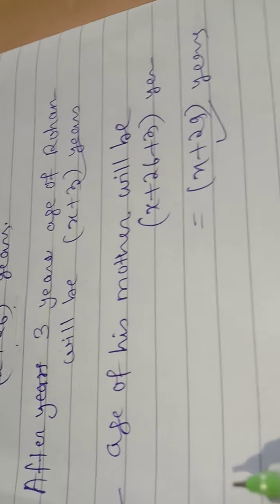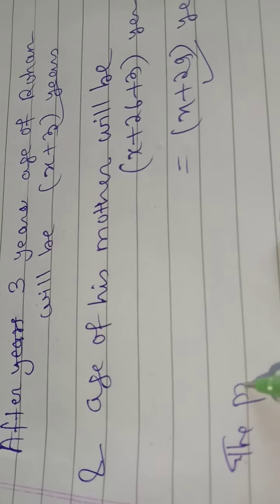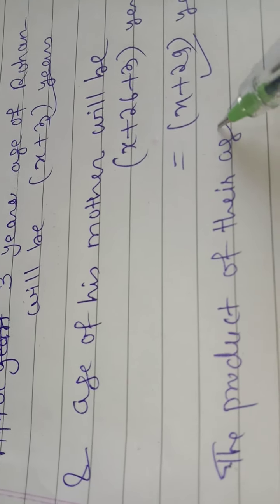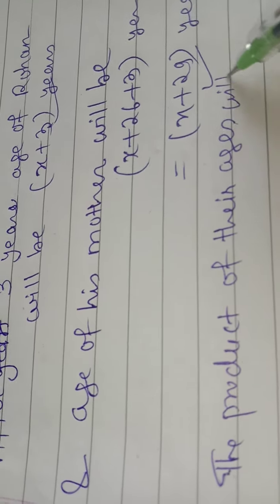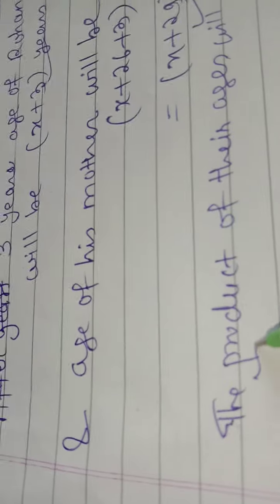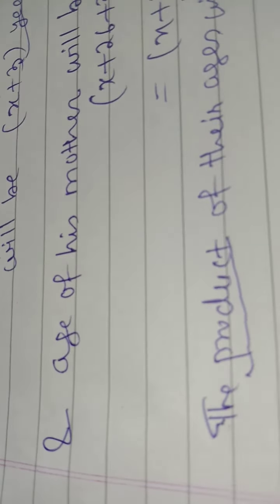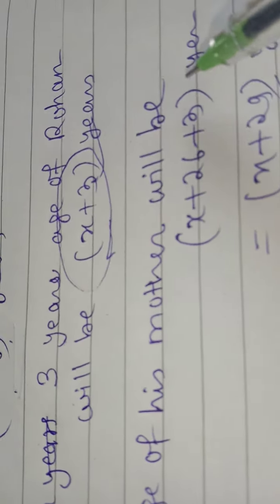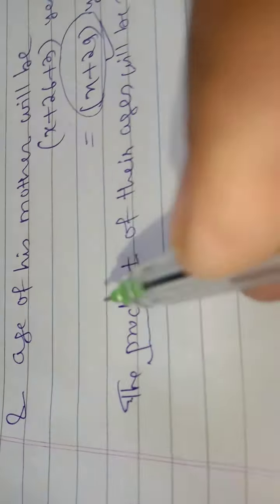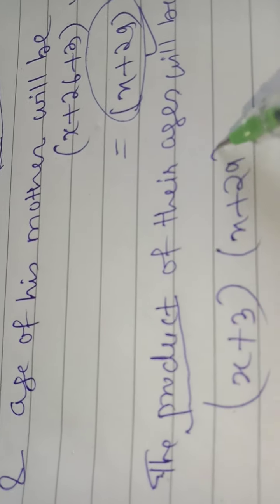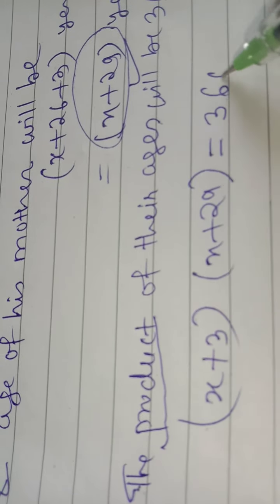Okay, now you write down the product of their ages. The product of their ages will be 360. Once again, see the statement, it is the product. As I told you, for the fourth chapter, it is a clear indication that the product is given. So their product is: x plus 3 into x plus 29 is equal to 360.